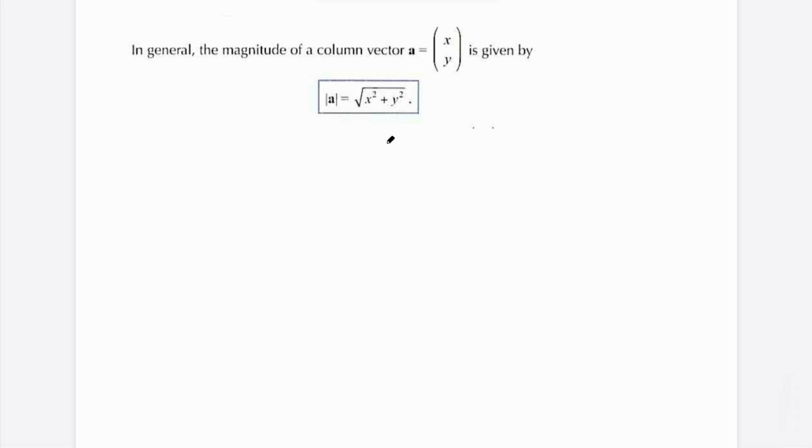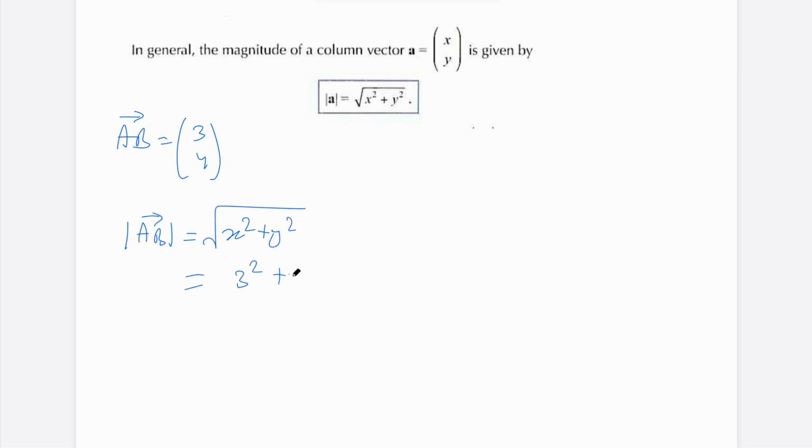How to find the magnitude of a vector? The general formula is the square root of x squared plus y squared. For example, if you are given a vector AB whose x and y are 3 and 4, to find the magnitude of AB you need to use this formula, the square root of x squared plus y squared. Just plug in the values and get your answer.